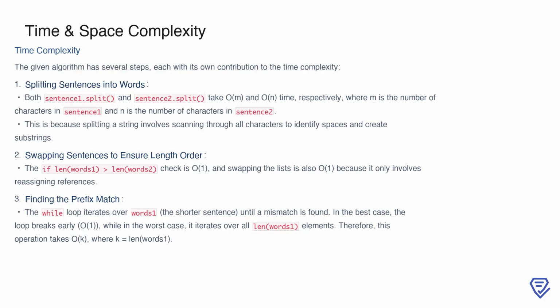Next, there's a quick check to determine the order of the sentences based on their lengths. The comparison if len(words1) and len(words2), and the swapping of references both operate in constant time, O(1). After that, we move to the prefix matching step, where a while loop iterates over the words in the shorter sentence. In the best case, the loop breaks early, which is O(1), but in the worst case, it processes all the words in the shorter list, resulting in O(k), where k is the length of the shorter sentence. These steps collectively set the stage for analyzing the rest of the algorithm's time complexity.